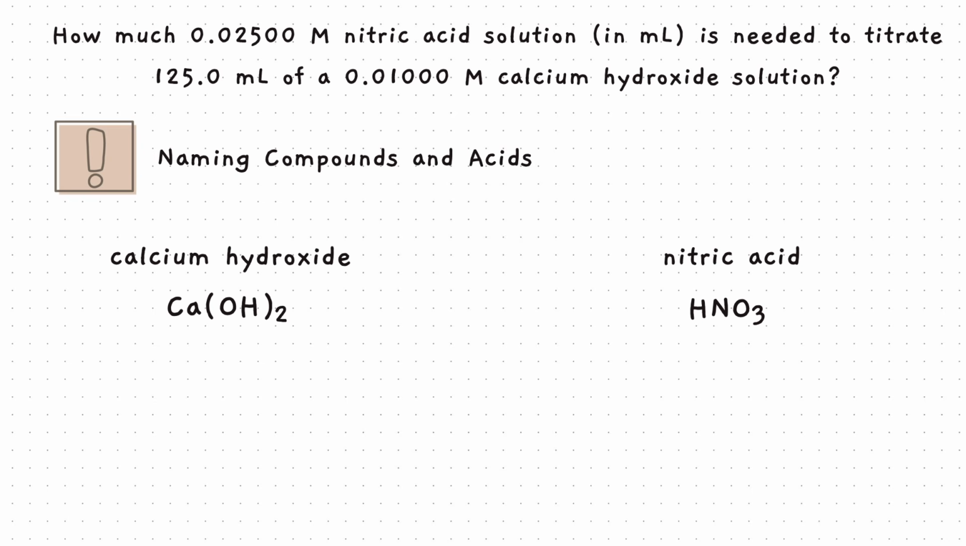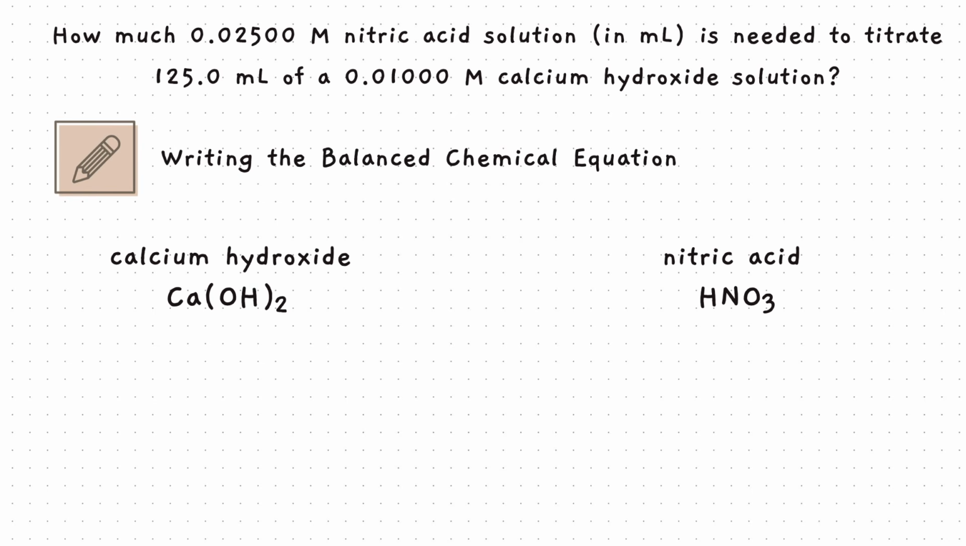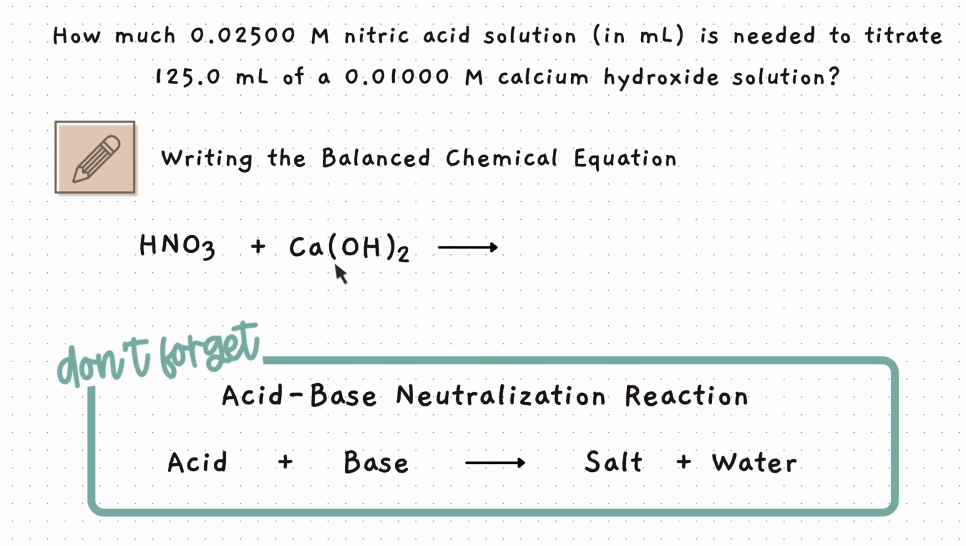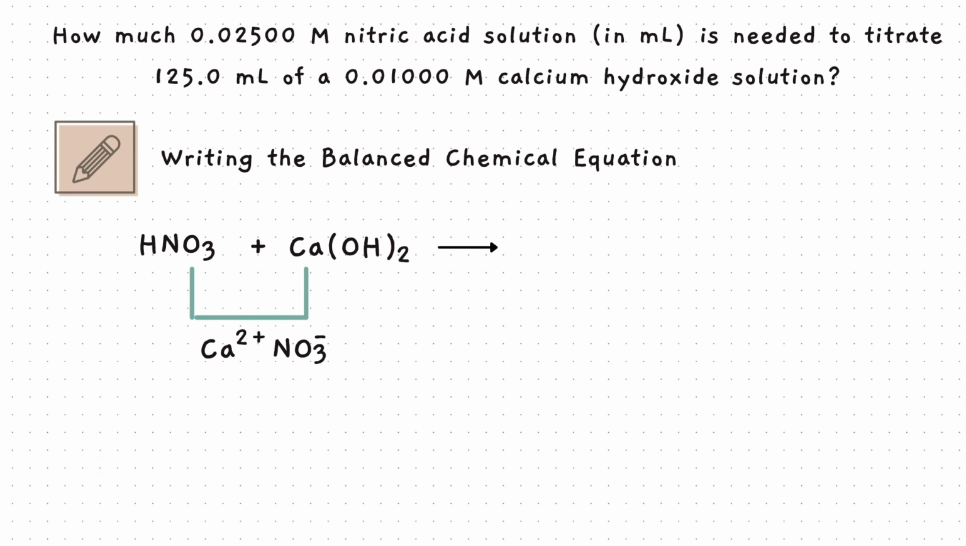Now that we've figured out the chemical formulas, we can write the balanced chemical equation and use these as our reactants. Don't forget, this is an acid-base neutralization reaction, where we have an acid and a base, and it produces salt and water. To figure out the chemical formula for the salt, we combine the inner elements of calcium and nitrate. The metal and positive charge always goes first, followed by the non-metal with the negative charge. Balance the charges by placing nitrate in parentheses and a 2 subscript outside.